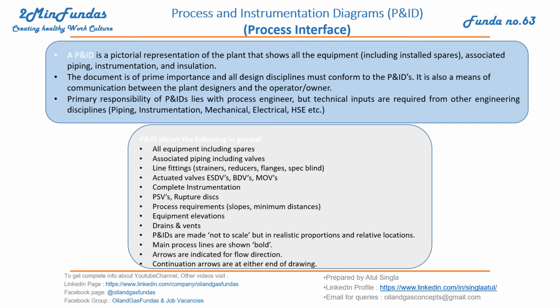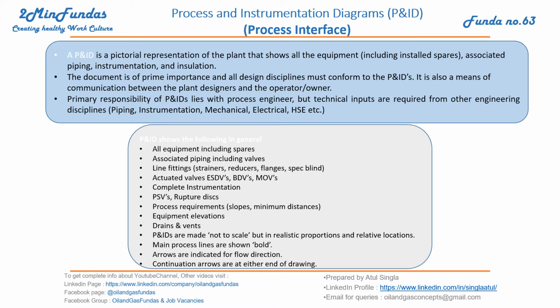Next is a very important document, that is the Process and Instrument Diagram, P&IDs. This is the basis for piping layout design. So a P&ID is a pictorial representation of a plant that shows all the equipment, associated piping, instrumentation and installation. Okay, so it contains all this information.